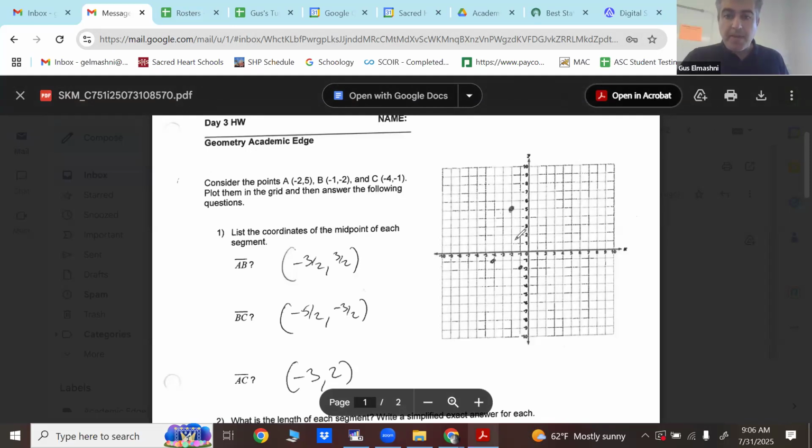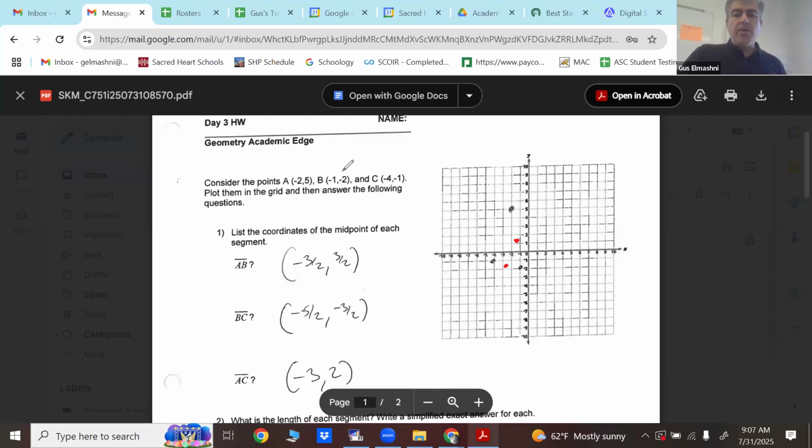Like, go ahead, Bell. Yeah. I could be wrong. Let's see. For BC, see, for BC, should be negative. No, I think I got it. It should be -2.5 and -1.5. Yeah, it should be like right here.